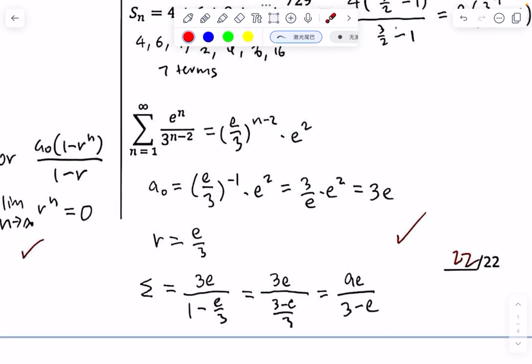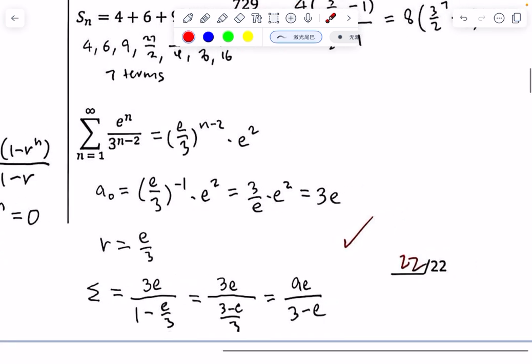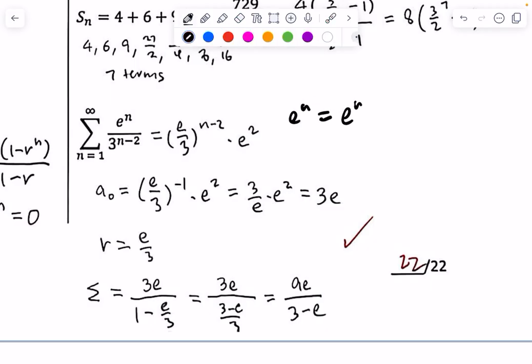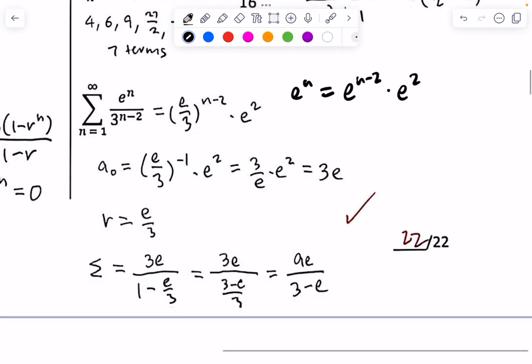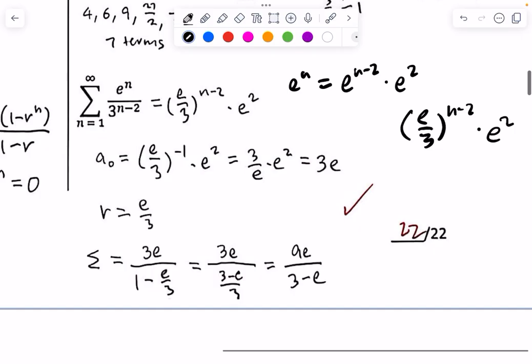this might not seem like a geometric series, but it still is, because we can pull the n out. What I did here was rewrite e to the n as e to the n minus 2 times e squared. After that, I just pull the n minus 2 out to get e over 3 to the n minus 2, times e squared.